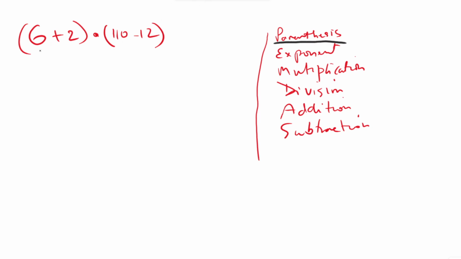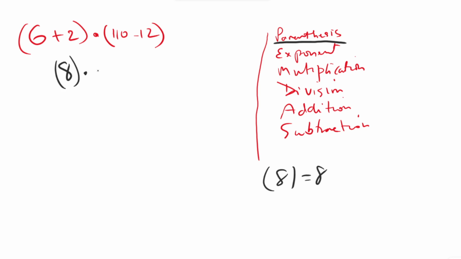Parentheses. We get all those parentheses here. So we get 6 plus 2. We're going to take care of these parentheses first. This is 8. All right. 6 plus 2, this is 8. And we bring down this multiplication sign. You can leave this 8 in parentheses as well. So 8 in parentheses is the same as 8.